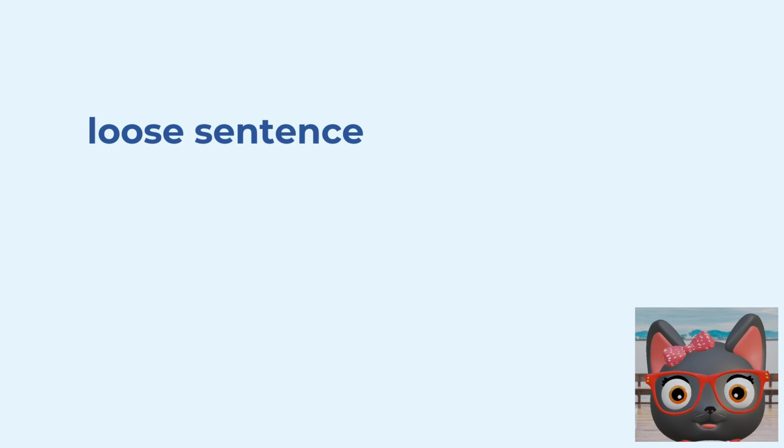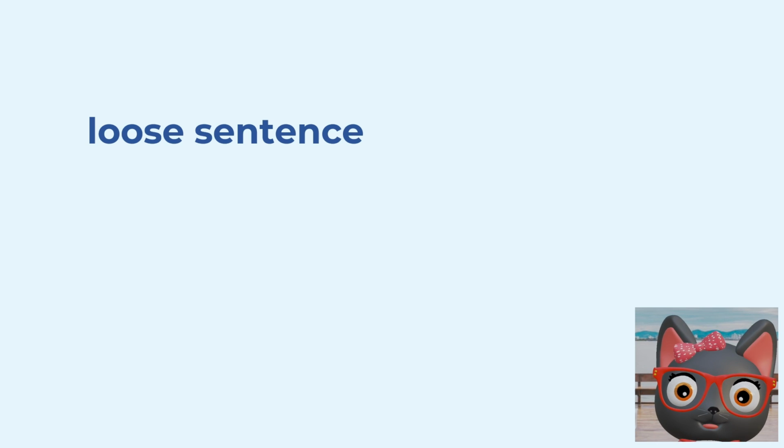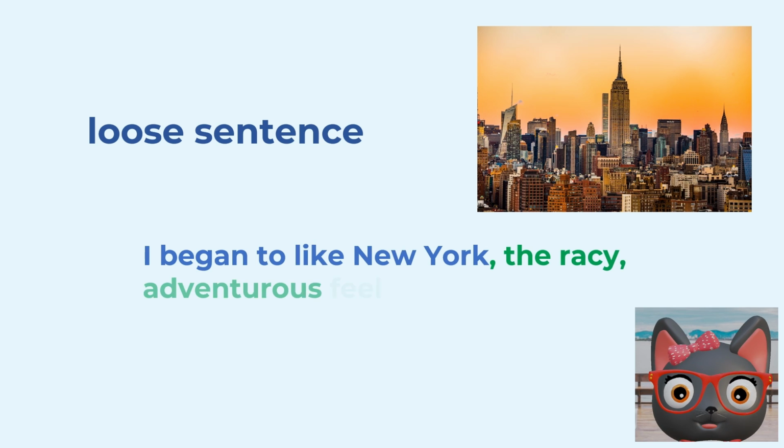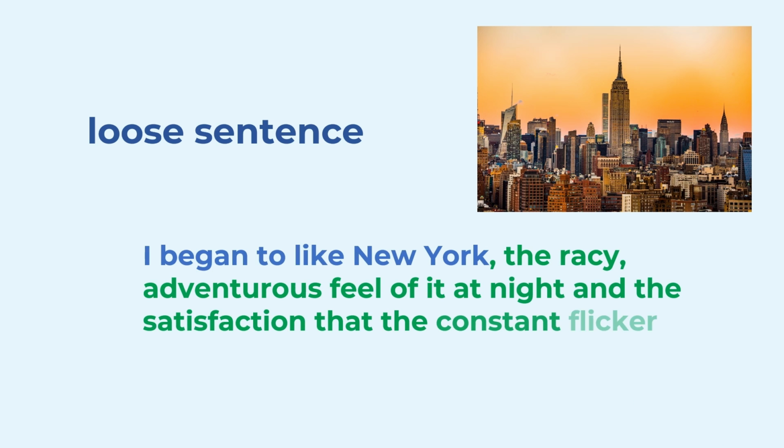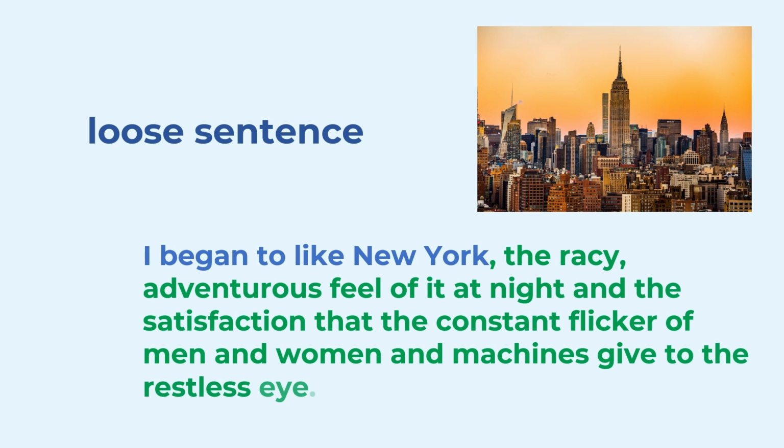Loose sentence or accumulative sentence is when a main idea or independent clause comes first, followed by a number of parallel dependent clauses. Here's an example from F. Scott Fitzgerald, The Great Gatsby, in which Nick Carraway reflects, "I began to like New York, the racy, adventurous feel of it at night, and the satisfaction that the constant flicker of men and women and machines give to the restless eye." "I began to like New York" is an independent clause. It can stand by itself and be its own sentence, but then it's modified with a series of dependent clauses that describe what Nick likes about New York. Loose sentences create the effect of naturalness and are often used by writers.